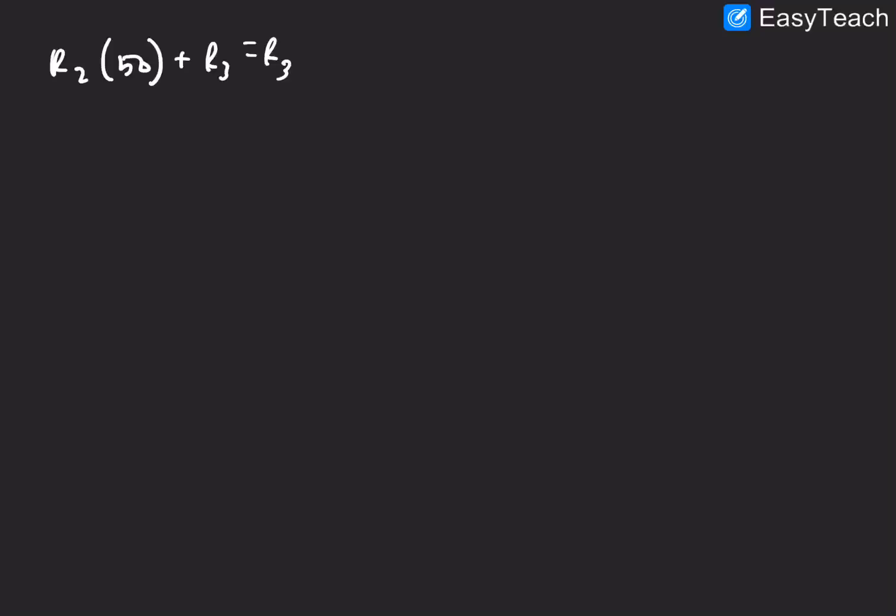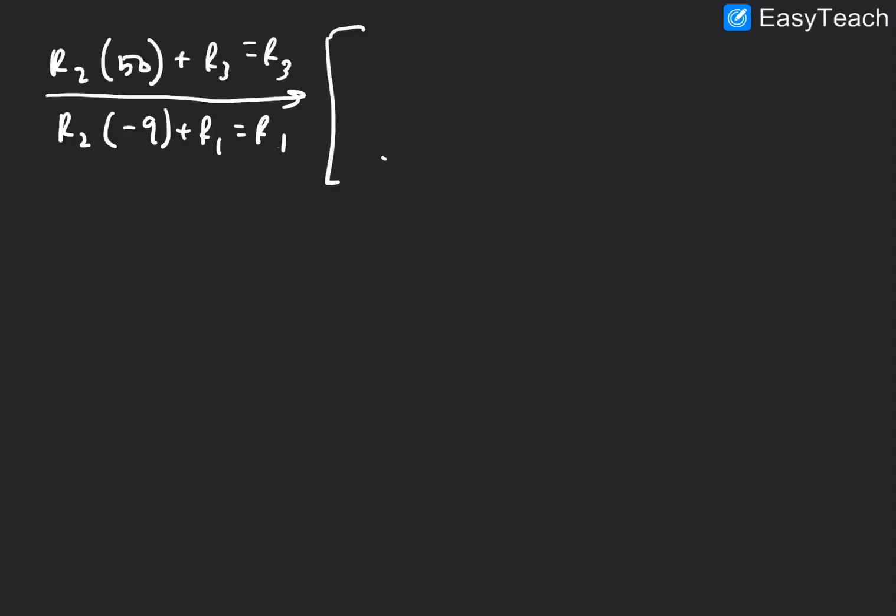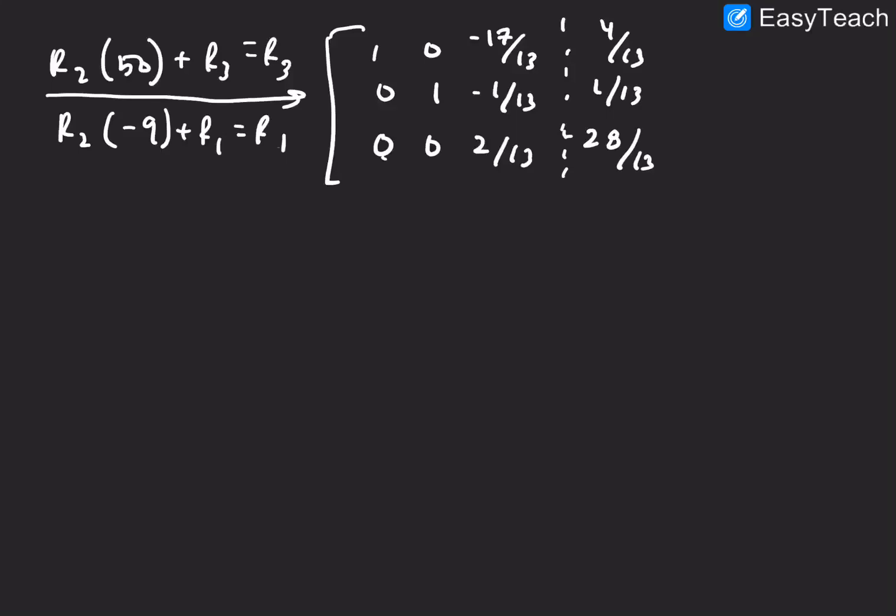And then I see that 9. I'll multiply R2 by -9 plus R1 is equal to R1. If you want to do this in separate steps, totally fine. Go ahead. You have 1, 0, -17/13, 0, 1, -1/13, 2/13, and 4/13, 1/13, -28/13, -43/13, 1/13, and a negative 327/13. Again, don't be afraid of the huge numbers.